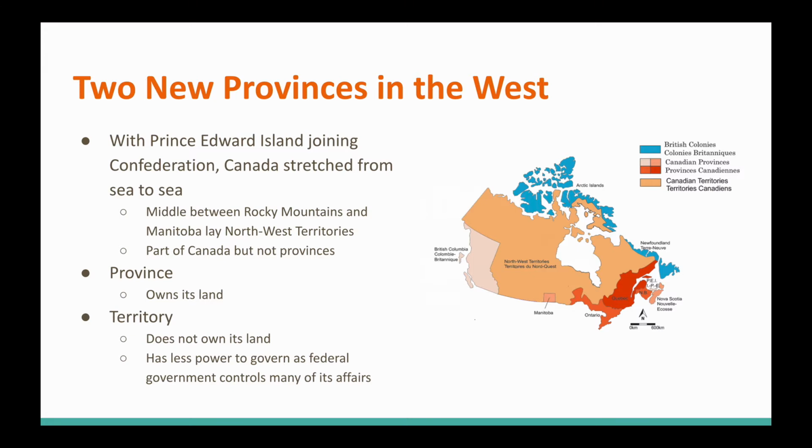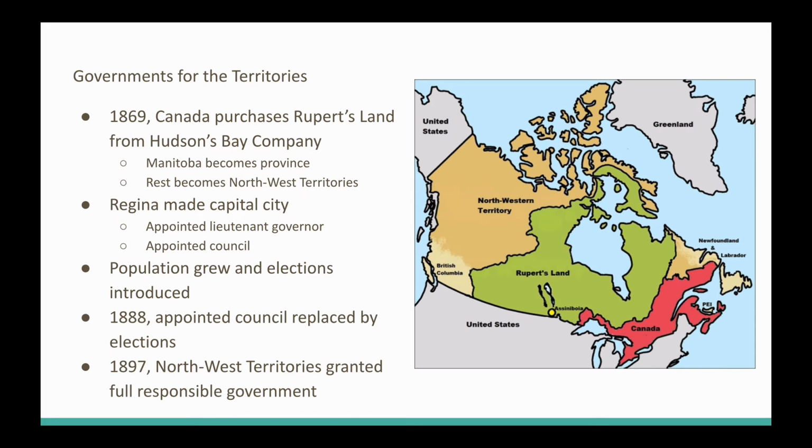And where did the Northwest Territories come from? Well, it came from the purchase of Rupert's Land in 1869. So 2 years after Canada becomes a country, they go out and they buy Rupert's Land. Manitoba then becomes a province, not the same size that it is today, much smaller. But the rest of it is renamed the Northwest Territories. The territories do have a capital, and it is Regina. Regina is the capital city, where a lieutenant governor is appointed, and there's a council that's appointed. Everybody that's there is appointed. It is a territory after all.